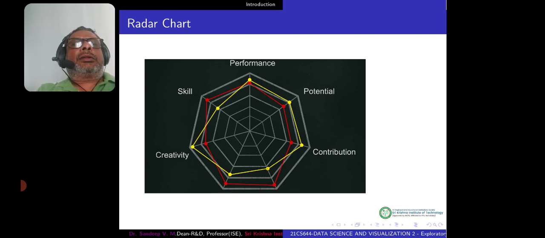So depending on the number of rows, different colors are used, and appropriate values for each of these parameters are selected as the points, and they are joined with lines, and that makes a radar chart. This is very convenient to use when the number of columns is much more than the number of rows.